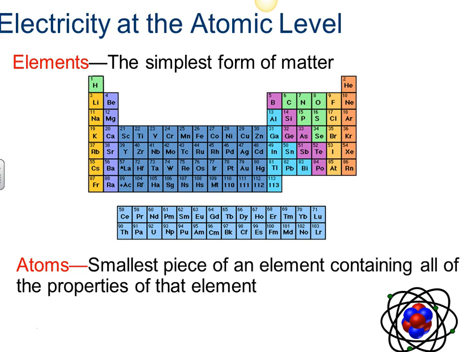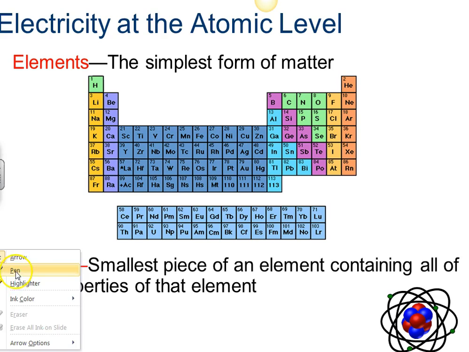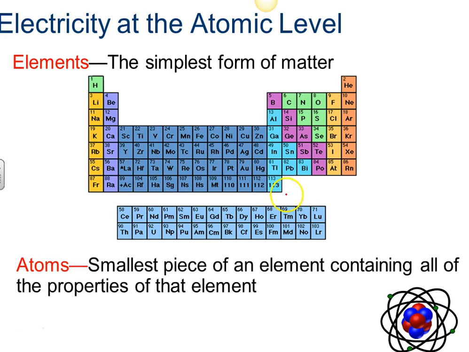First of all, and a lot of this should be reviewed from physical science, we have elements. Elements are the simplest form of matter. There are actually 118 of them. This particular periodic table is a little old. Now I have them all the way out to here with 118 known elements at this point, and that will also change within a few years more than likely.